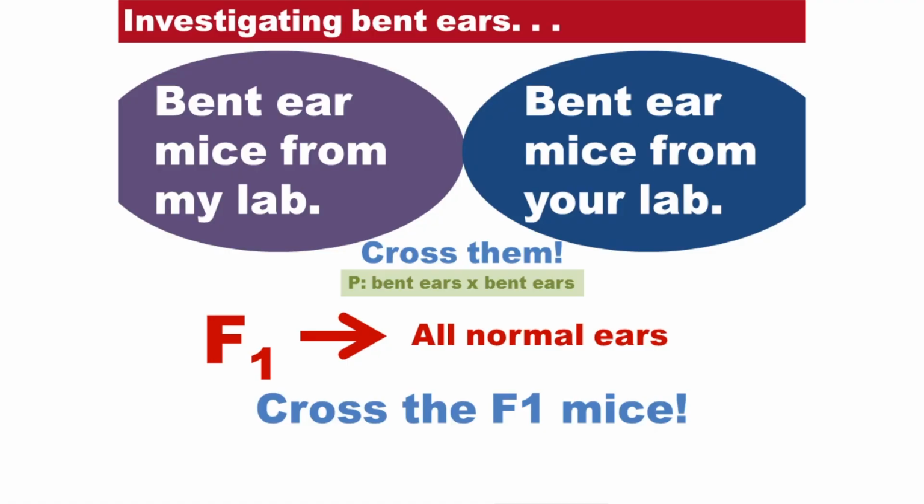So what would you do now? Like any good geneticist, you'd say, well, let's cross those all these normal-eared mice that came from the cross of bent-eared from two separate populations. So you cross the F1 mice, and I've illustrated here the crosses we had.